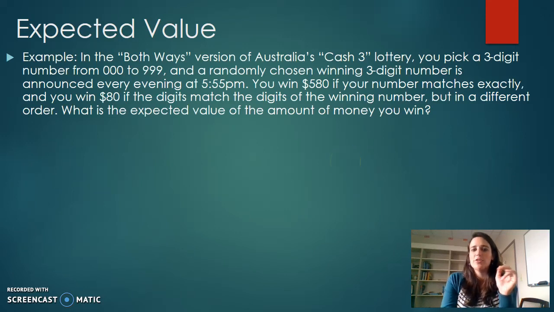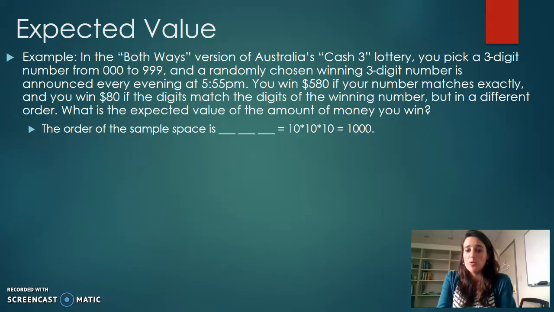In the both ways version of Australia's Cash 3 lottery, you pick a 3-digit number from 000 to 999, and a randomly chosen winning 3-digit number is announced every evening at 5:55 p.m. You win $580 if your number matches exactly, and you win $80 if the digits match the digits of the winning number, but in a different order. What is the expected value of the amount of money you win?